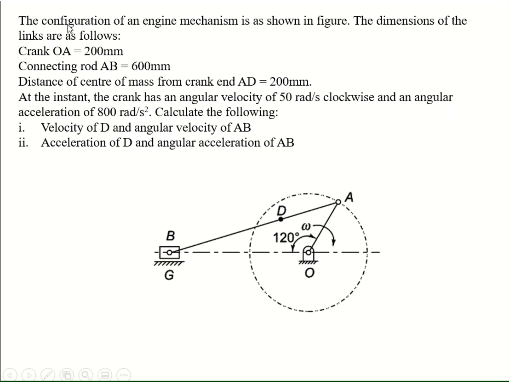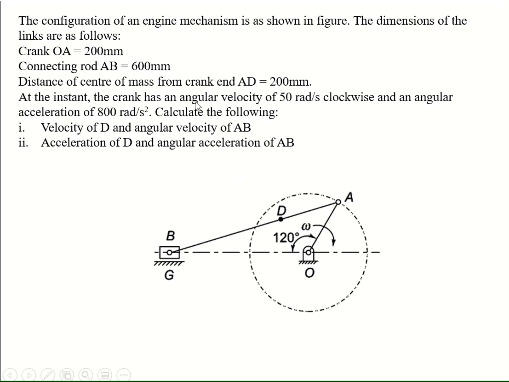So over here, we are going to discuss how to draw the velocity and acceleration diagram for the slider crank mechanism as shown in the figure. The configuration of an engine mechanism is as shown in this diagram. The dimensions of the links are as follows.